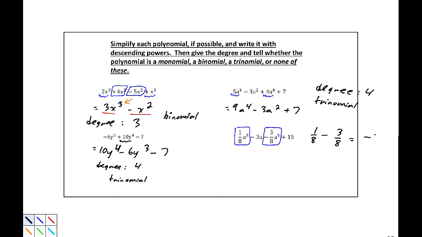This would be minus 2/8, which would reduce to negative 1/4. So this is equal to negative 1/4 a to the fifth power minus 3a, nothing else combines, plus 15. So that this is a fifth degree trinomial.